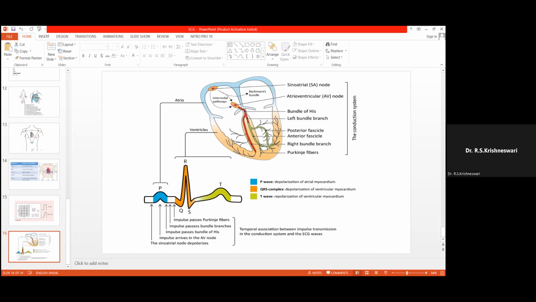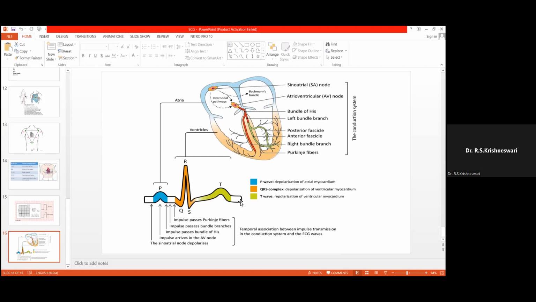There are so many waves in ECG. There are positive deflections, there are negative deflections, etc. The most important waves: the first wave is the P wave, which is a positive deflection. The next wave is a negative deflection, the Q wave. Next is a positive deflection, the R wave. Next is a negative deflection, the S wave. And next is a positive deflection, the T wave.